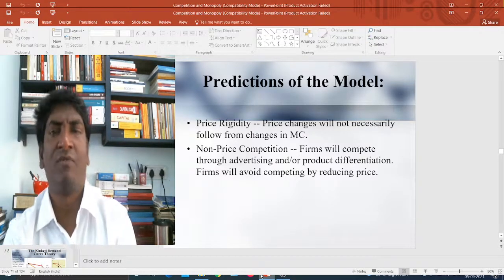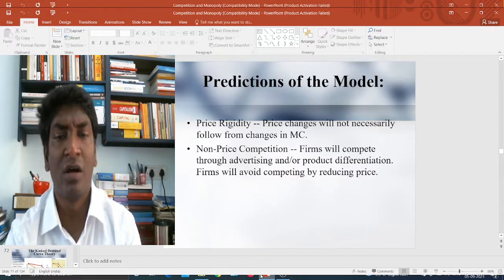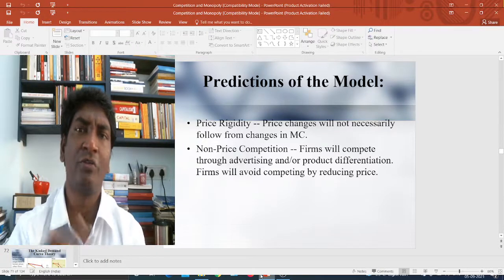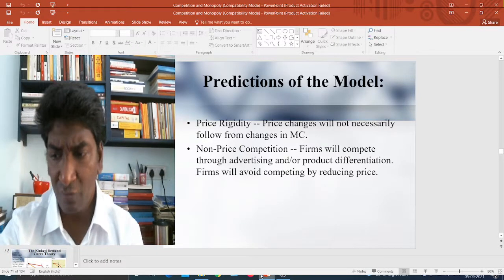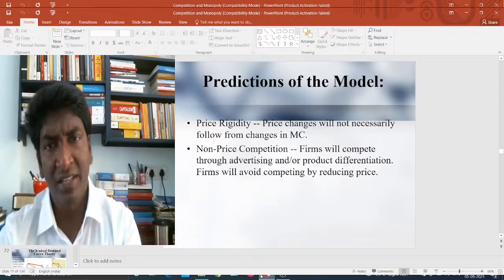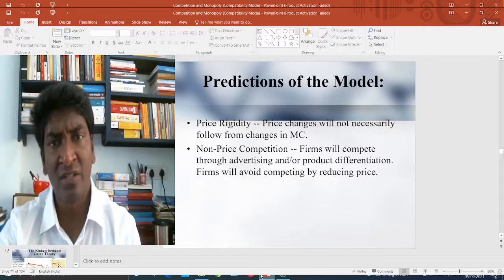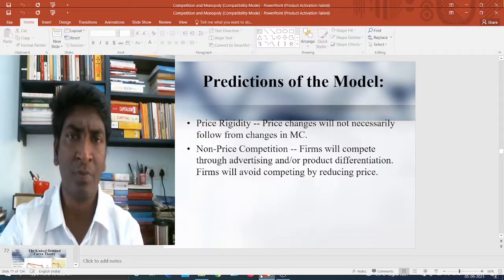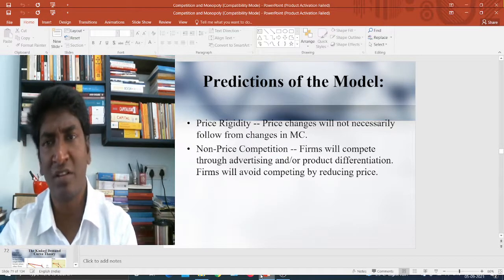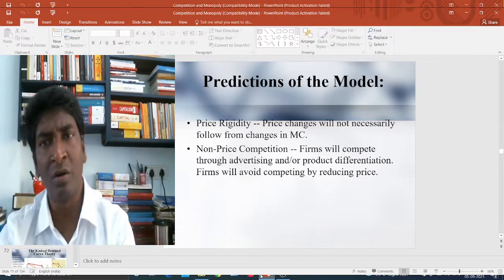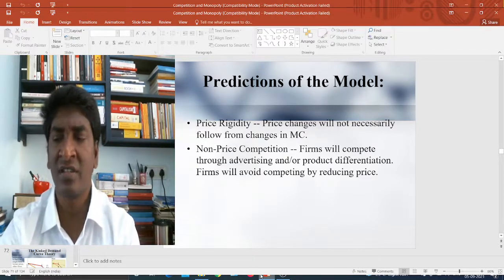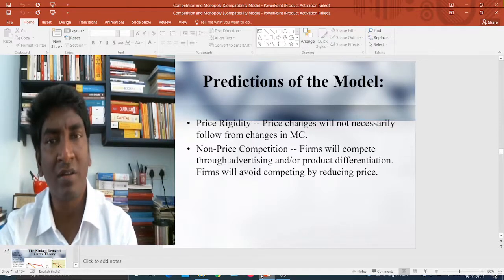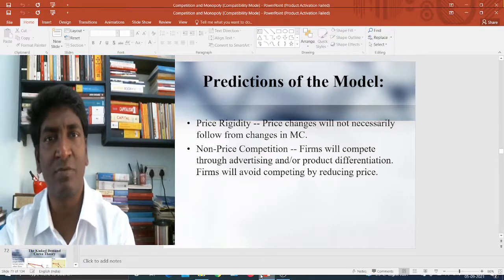On price competition, firms will compete through advertising and/or product differentiation. So firms will avoid competing by reducing price. This is also very important. We have already seen that Edward Chamberlin's proposition says there is always a product differentiation which fences around a certain consumer with their product. Because of the product differentiation, you are able to advertise, and of course we have already seen what Galbraith said: you try to make people fall within your own fence, and then you make them consume your product. So this is a kind of non-market mechanism from a spontaneity perspective.